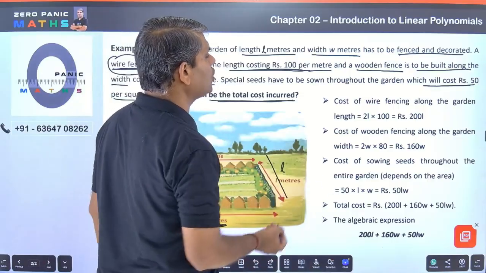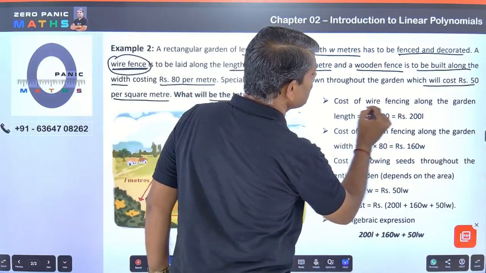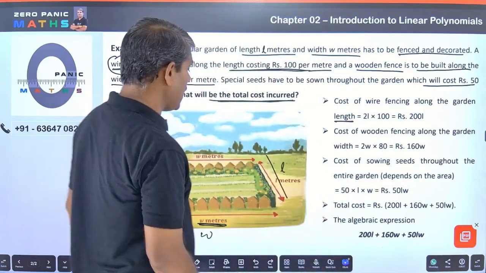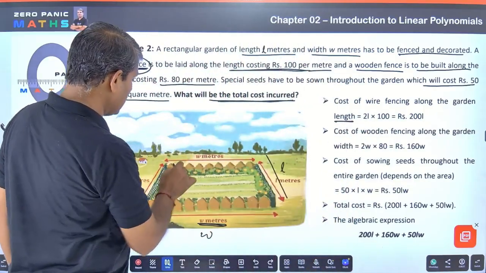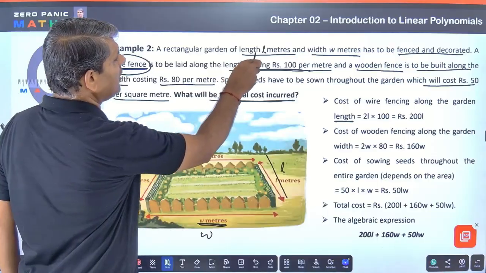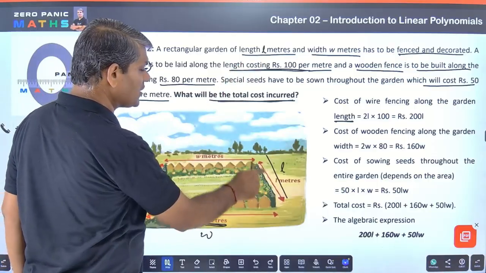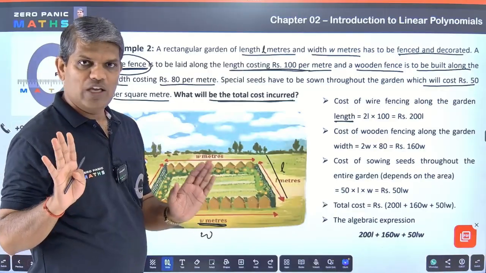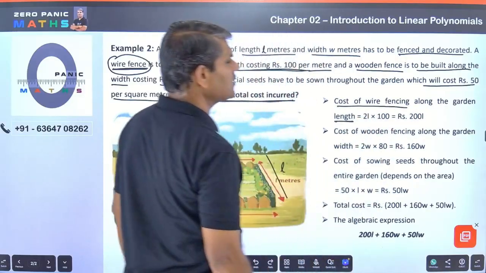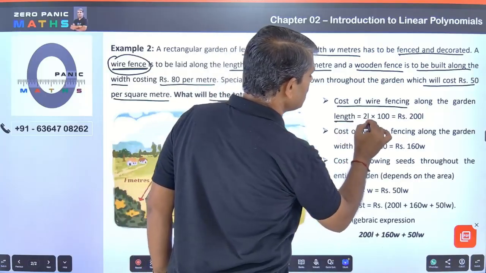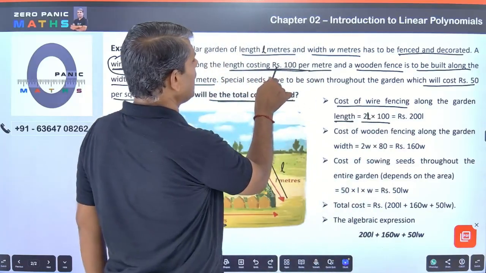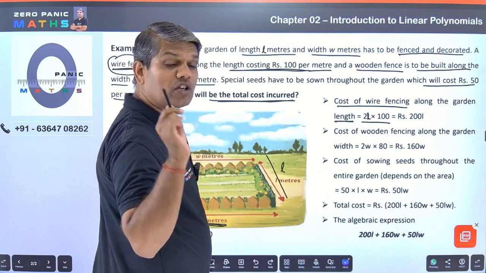So how do we calculate the total cost of wire fencing along the garden length? Now see, the length is given at two sides and width is given at the two sides. So length, as they have said, is L meters, so 2L meters is the total length of wire fencing. You understood this? So that's why we are asking what is the cost of the wire fencing. It is along the length, so it is 2 times length, 2L, into 100, because 100 is the cost per meter for the wire length.